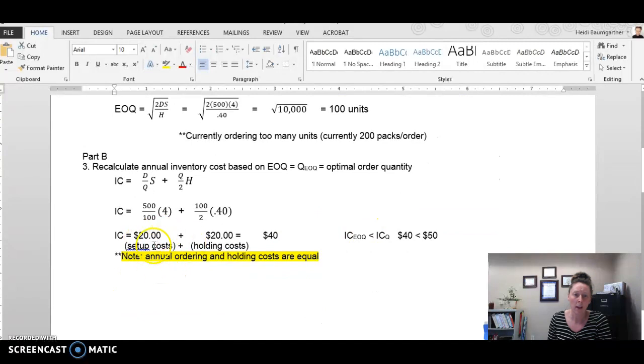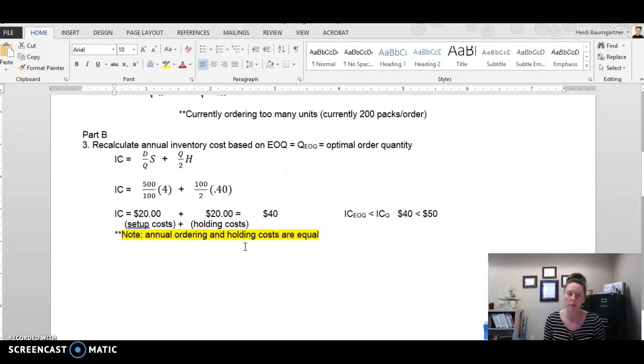So in this, again, we're noticing that our ordering and setup is equal to our holding costs.